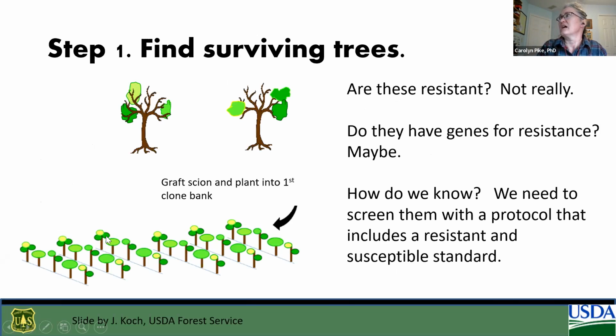So step 1, finding these surviving trees. Surviving trees that we do find for something like emerald ash borer are not really going to be resistant. They might have some genes for resistance, but they're not going to be resistant. How do we know if they have resistance? We need to get that material to a lab or a clone bank, for example, if you can graft them. And we need to screen them with some kind of protocol that includes a resistant and susceptible standard so we can rate them essentially. For different species, we are in different stages of this program. We may know there are resistant taxa, there may not be. So this can vary by taxa.